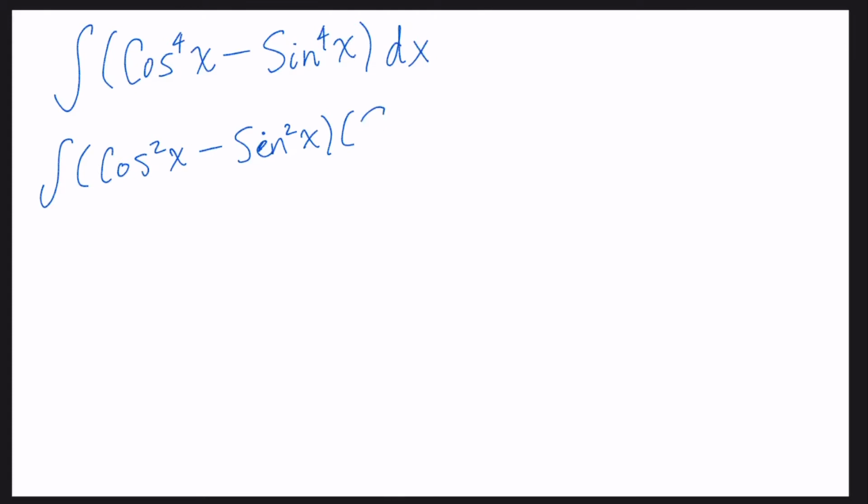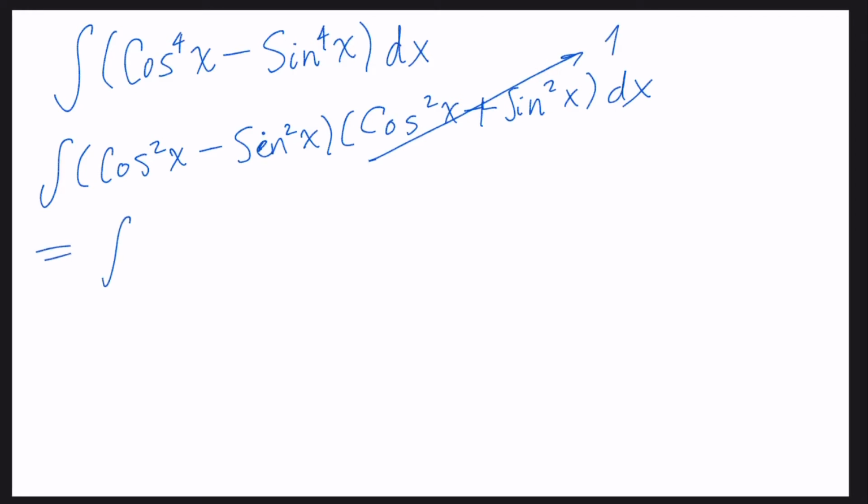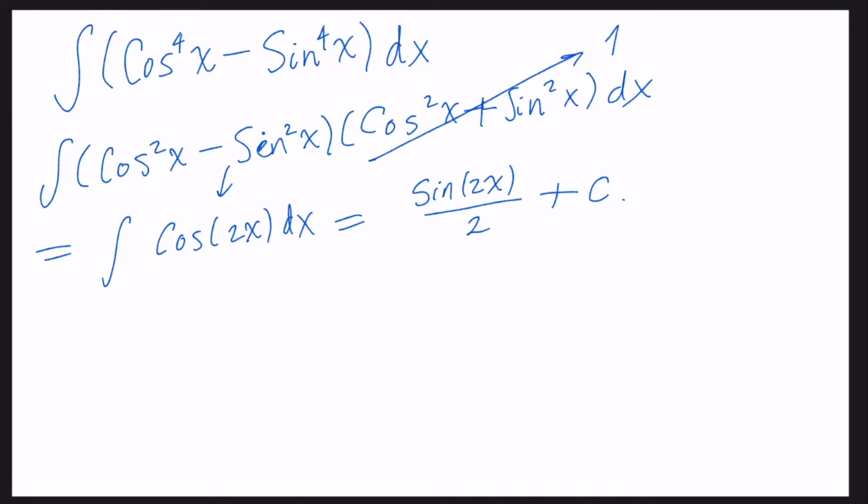Here this is cosine square of x plus sine square of x, dx. Okay, we know already from Pythagorean identities that this is 1. We know from trigonometry that this difference is cosine of 2x, dx. Yes, this one. So the integral is equal to sine of 2x divided by 2 plus c.